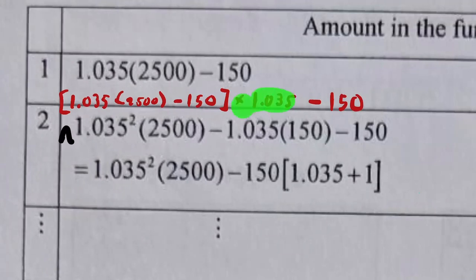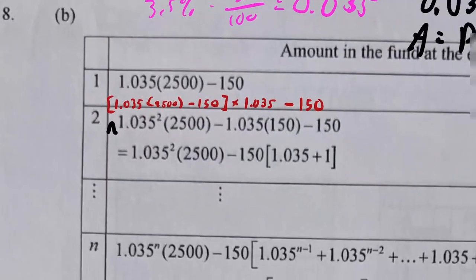Then you just have to times this into each of the terms, and then you minus 150. So times in 1.035 becomes 1.035 squared times 2,500. And then 1.035 multiplied by 150, you get minus 1.035 times 150. And then subtract away 150. But wait, both got 150. So you can factor out the 150, or rather the negative 150. So it's a bit faster. And then you get 1.035 plus 1. Is it clear so far? Okay, then they stop already.